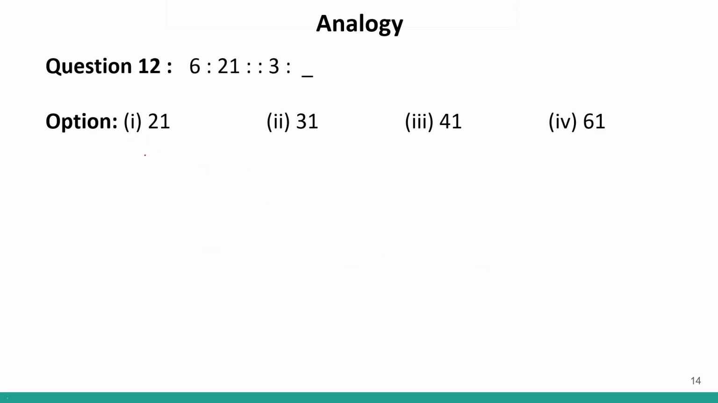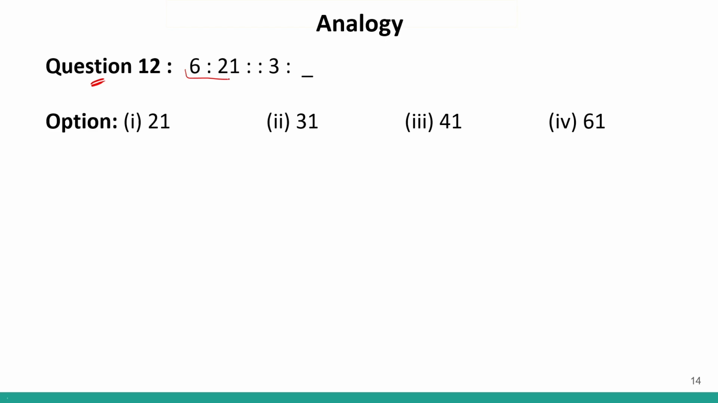Okay? Moving forward to question number 12. Question number 12, 6 and 21, and we have to find the relationship between the next pair. Okay? So in question number 12, what is the difference between 6 and 21? Between 6 and 21, the difference is how much? If I add 15, I will get it. Correct? So if I add 15, how much will I get? 18, which is not in the option. So this is not the logic. Correct? Let us look at some other logic.